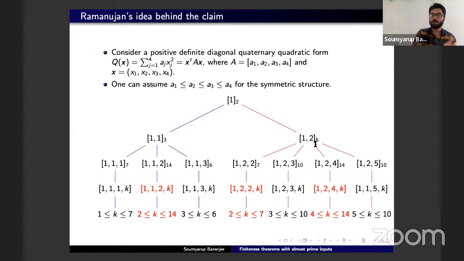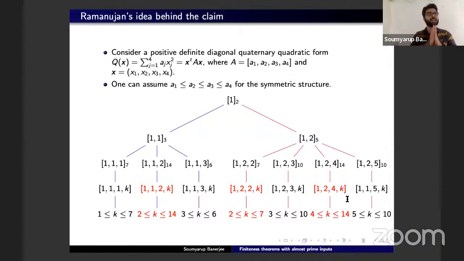And similarly, for x1 square plus 2x2 square, the minimum number it cannot represent is 5. So we have to take a3 equal to 2, 3, 4, and 5. And similarly, you can check that this quadratic form cannot represent 7, this quadratic form cannot represent 14, and so on. In this way, you get the complete list of 55 quadratic forms. And this is sort of Ramanujan's idea.